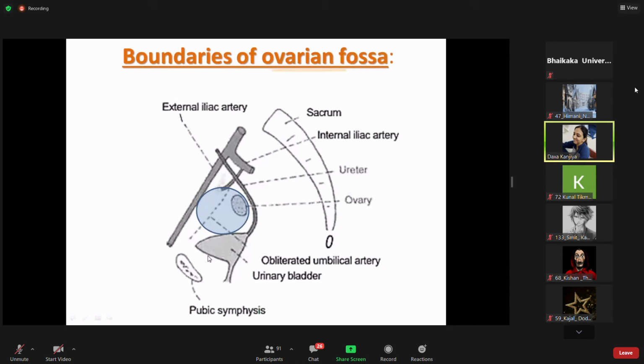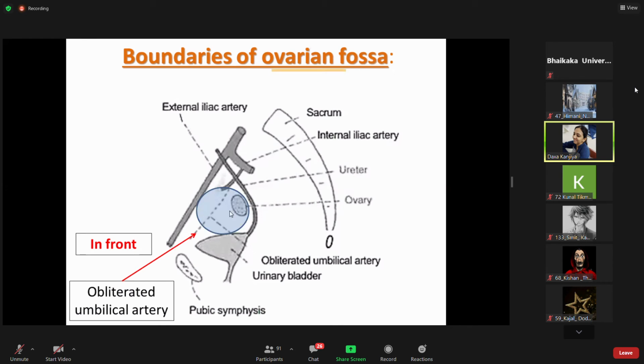See, if you note down, this is the urinary bladder and this is the position of the ureter, right? And from above here, the external iliac artery crosses the ureter. This is the internal iliac artery. Anteriorly, this is the cut section of the pubic symphysis, and posteriorly, this one is the sacrum. So let us see the boundaries of the ovarian fossa.